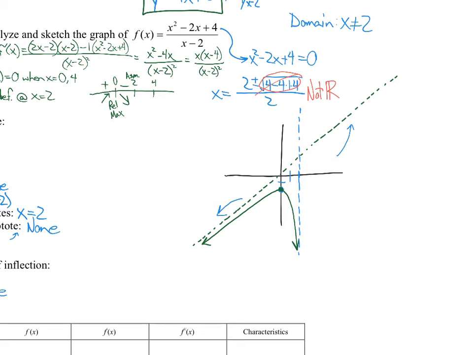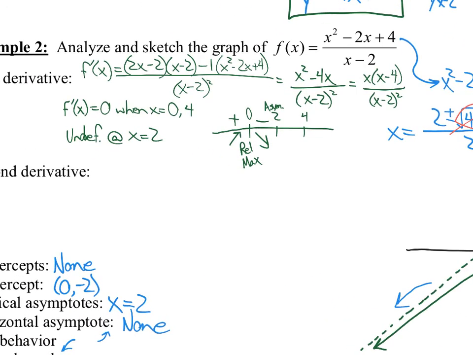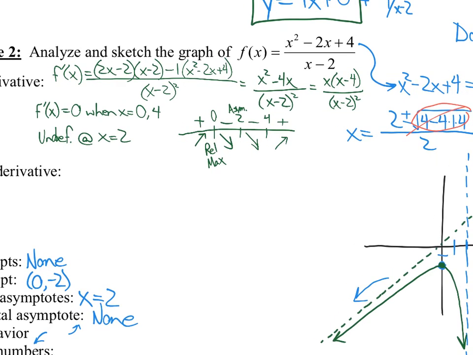Okay? So then I plug in something between 2 and 4, like 3. I have 3 times a negative 1, so that's decreasing. But 2 is not a plateau, it's an asymptote. And at 4, if I plug in something bigger than that, like 5, I'm going to get a positive derivative. So that means 4 is a relative min. Okay?